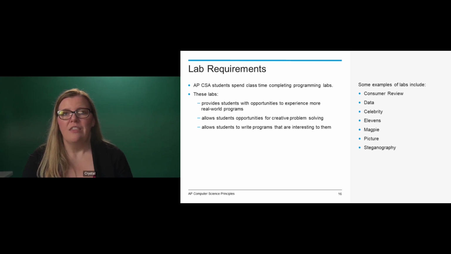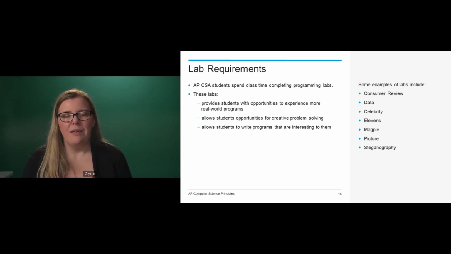There is a data lab where you can find any data set that you're interested in. Maybe you're interested in learning more about volcanoes. You can grab a data set on volcanoes, and then you write program code to analyze that data to answer questions you might have about the activity of volcanoes. There's a celebrity lab. We play this game with our Google Home, a guess the celebrity game, and that's what you're creating with the celebrity lab. The 11s lab is a card game. Magpie is like a chat bot, so you're teaching it to interact with you.